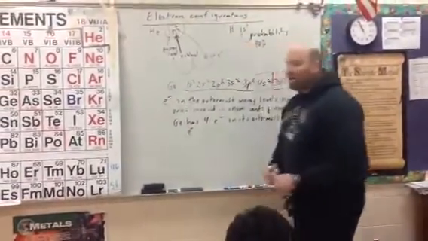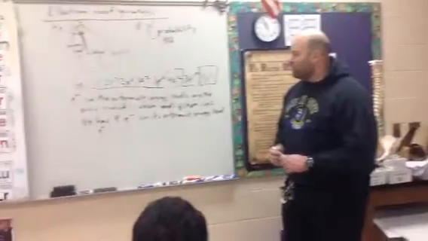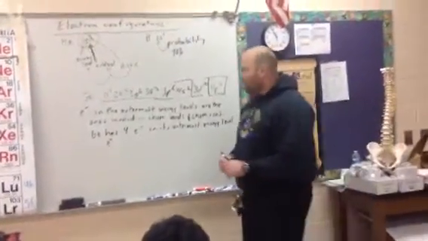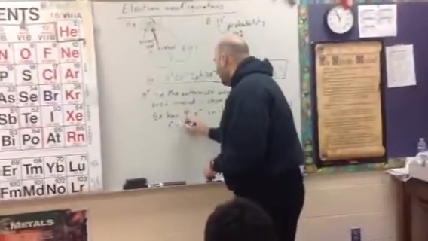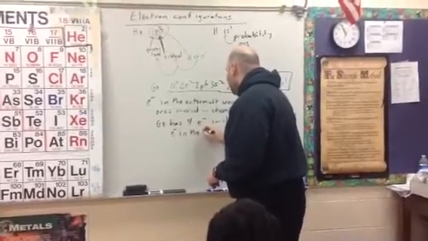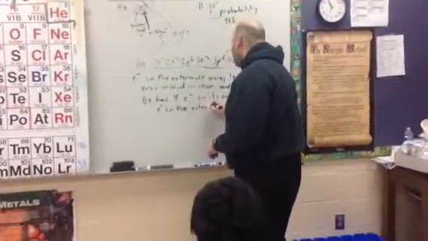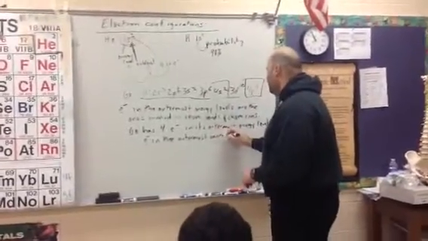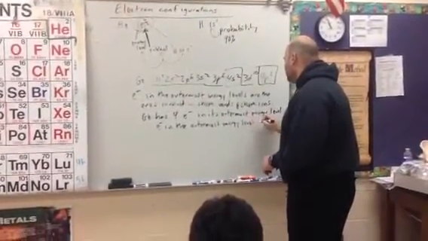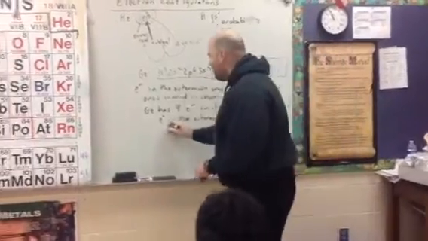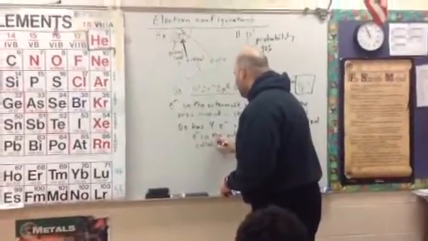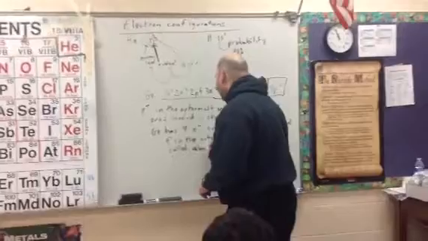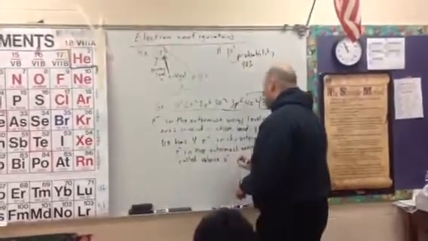And then, like we do a lot of times in science, we give names to things. Electrons in the outermost energy level are called valence electrons.